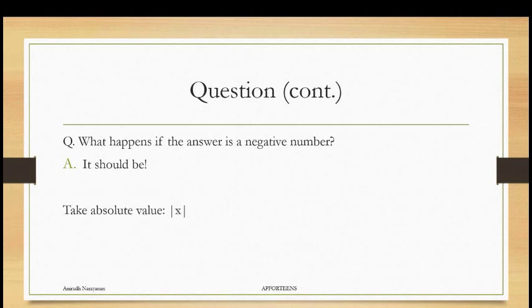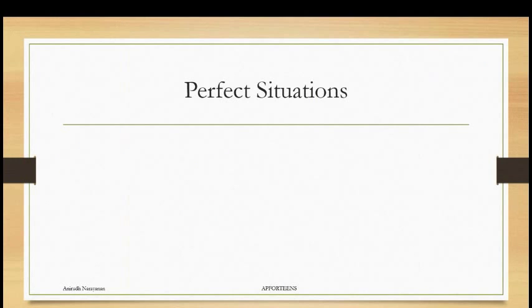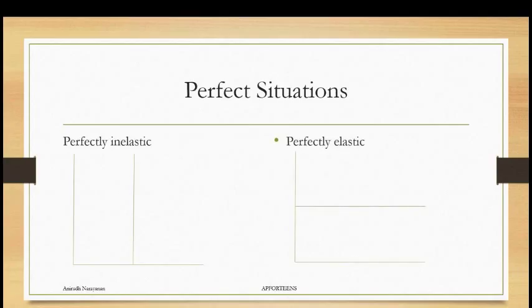Now there are two more situations that have to be explained. Perfect situations. There are two situations that are possible in perfect scenarios, which are going to be perfectly inelastic, seen there, and perfectly elastic. Let's explain. With a perfectly inelastic demand curve, the good in question has to be a good that a person would buy, regardless of the price. For example, medicine for a severely ill person.